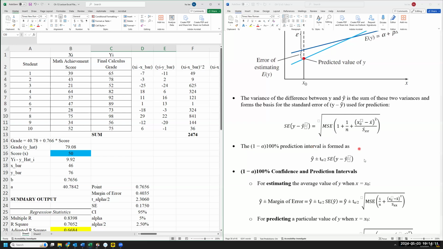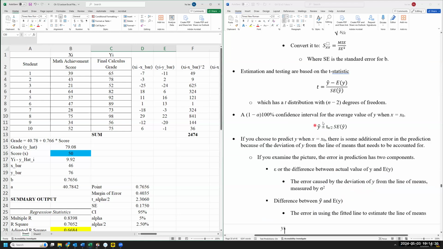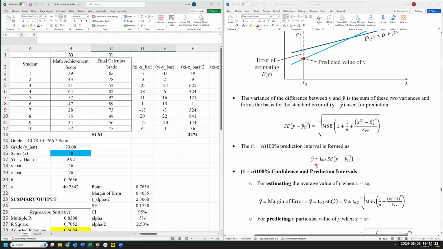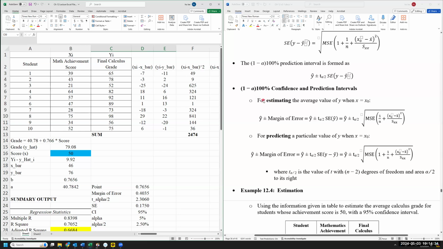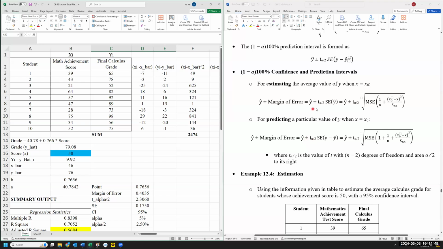The confidence interval for prediction is the same: point plus or minus the margin of error. The point is y hat, same thing. The margin of error is t of half alpha times the standard error, and the standard error in this case is this other formula. So here's a summary. For estimation: y hat plus or minus the margin of error, and it's this. For prediction: y hat plus or minus the margin of error, and again, the only difference is the standard error term.